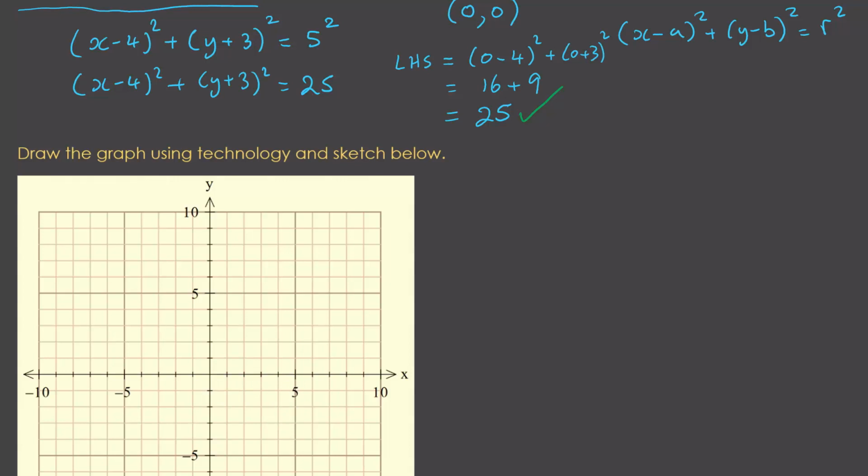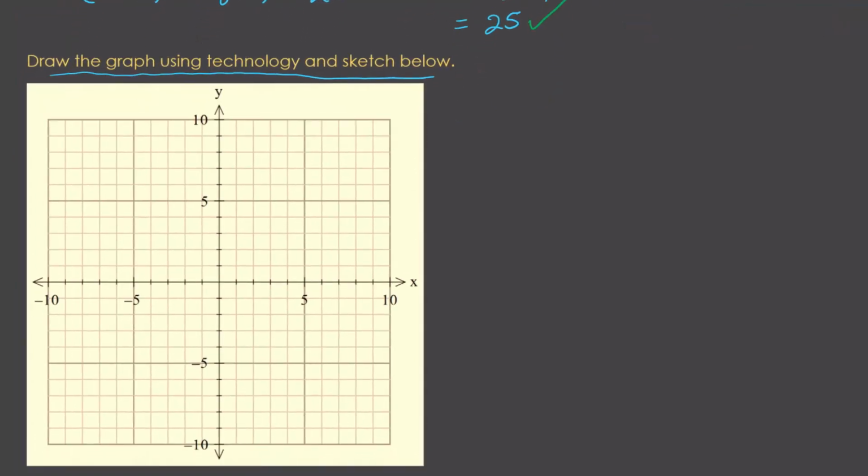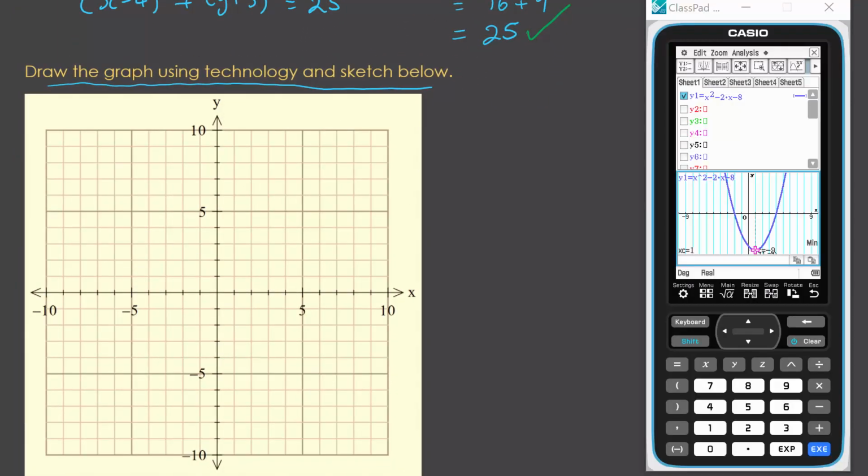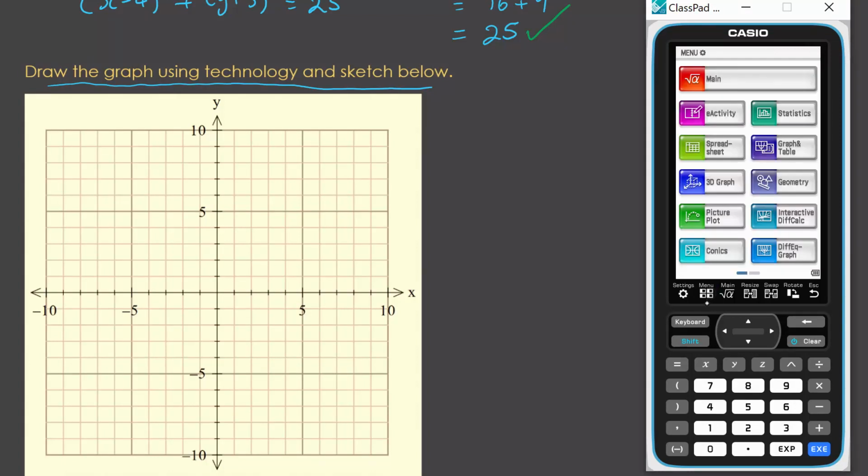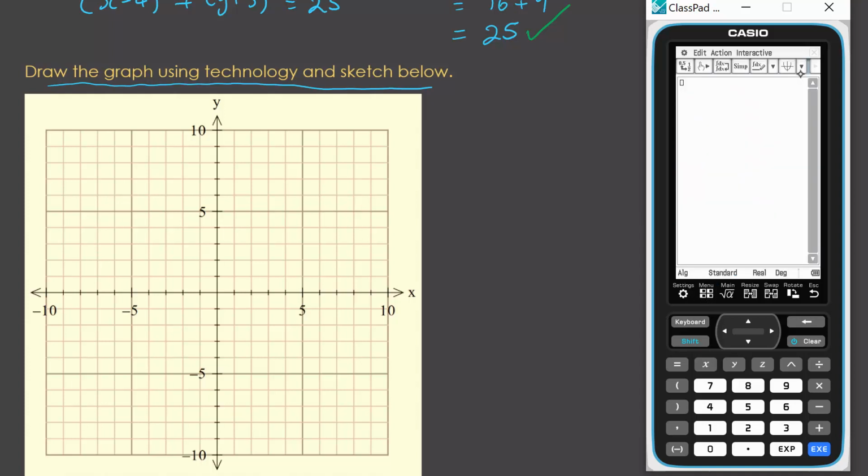Now we want to draw the graph using technology and sketch below. Note that we can't really do this in graph and table because these will say y equals. But there is a way of doing it on the main screen. And all I need to do is select a graph and put it in the bottom here. And then I'm just going to put in my formula.